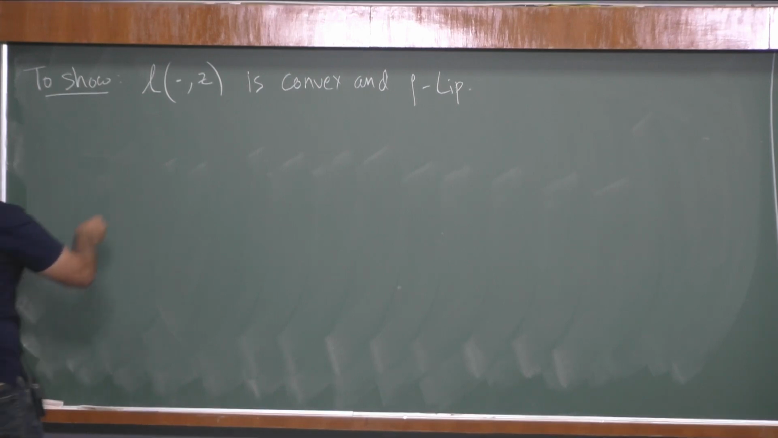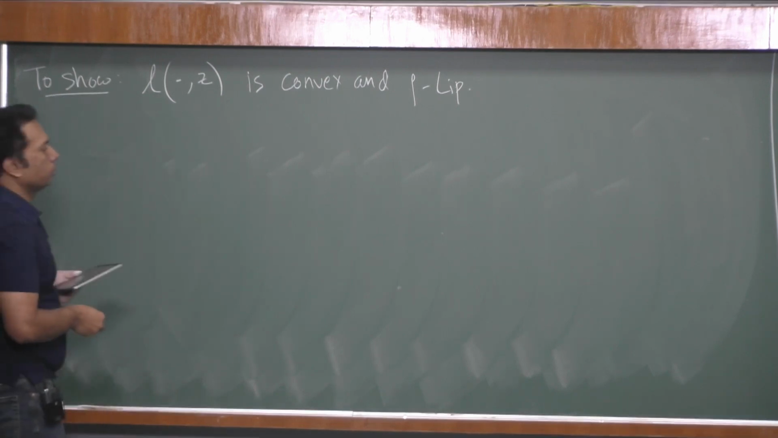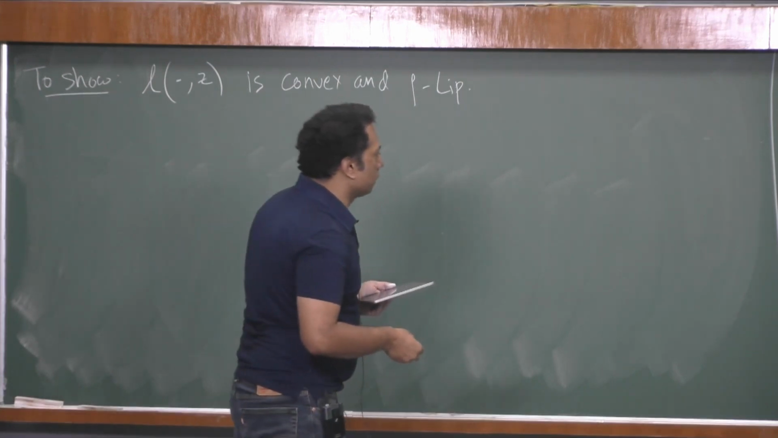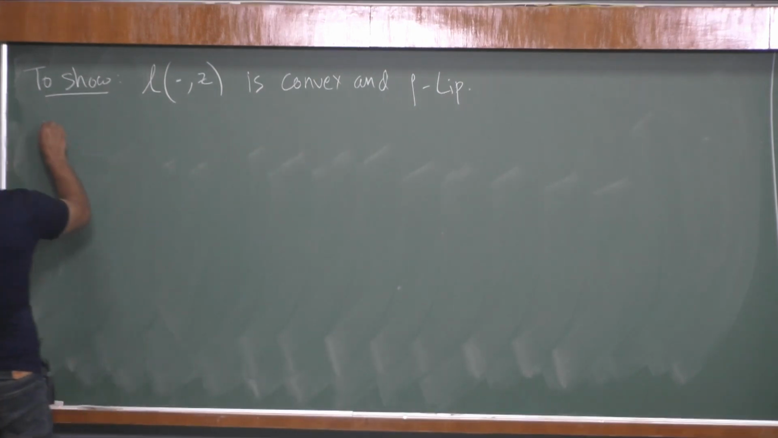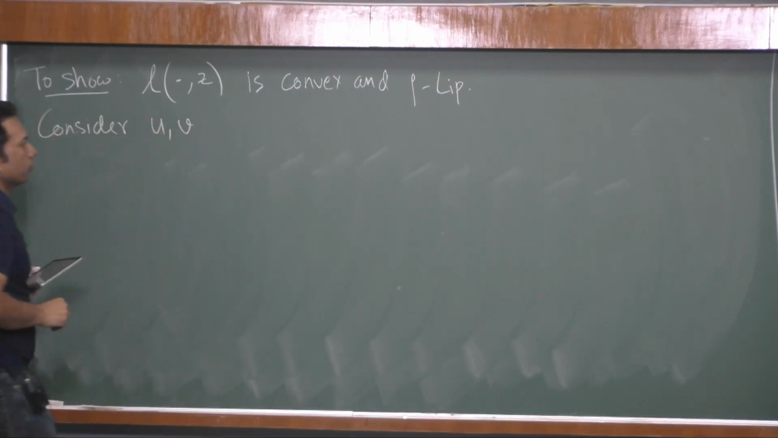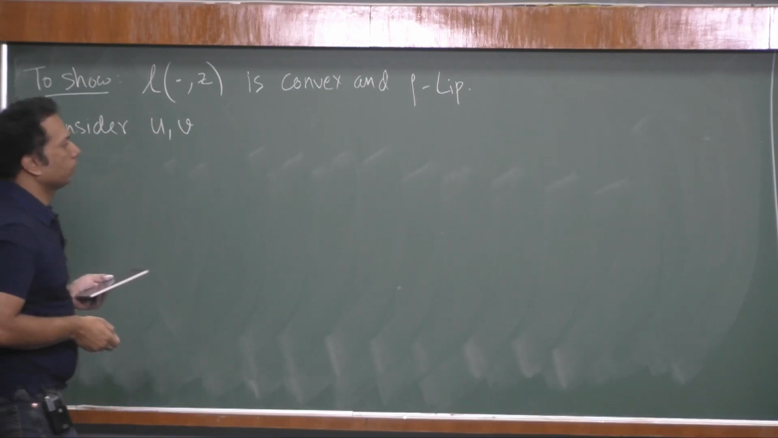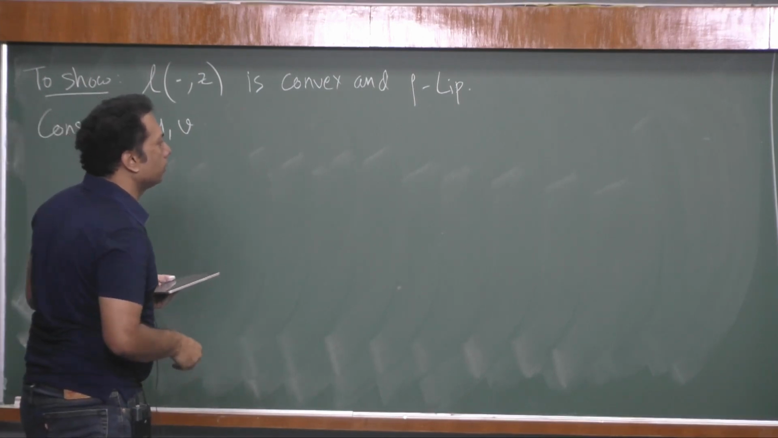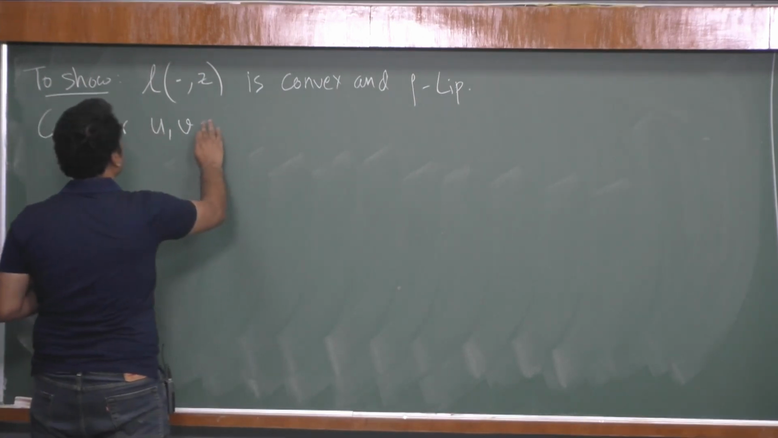Basically, to prove this is rho-Lipschitz, let us pick two weights, let us say u and v. So consider u, v, and these are in R^d, from the hypothesis class basically.